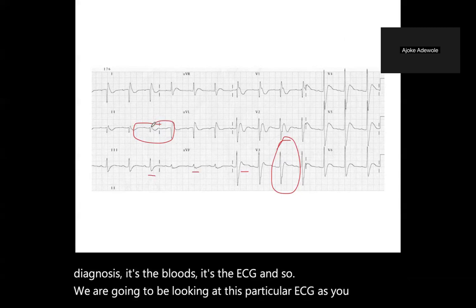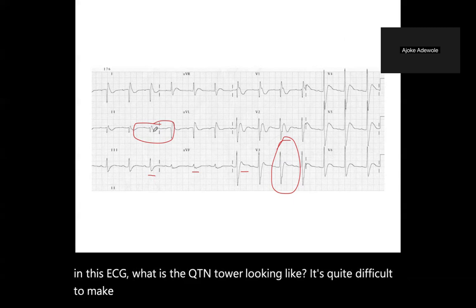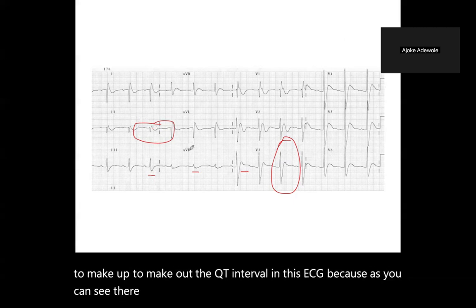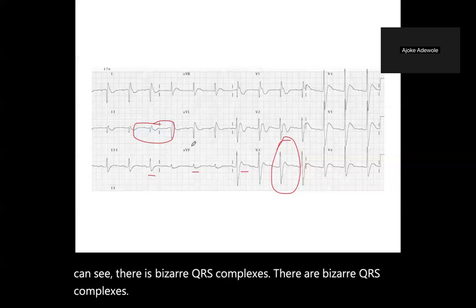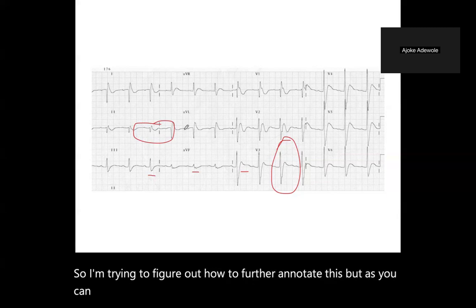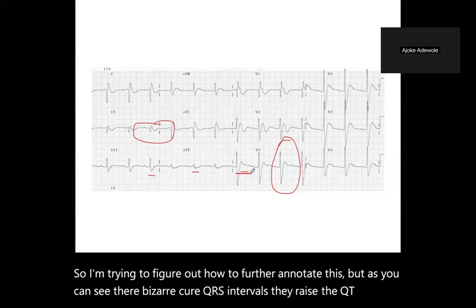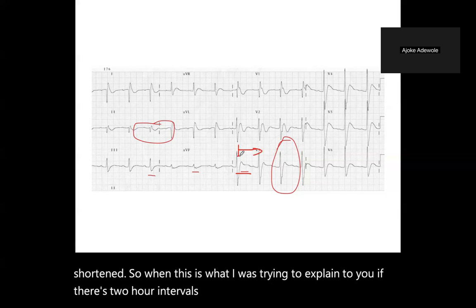As you can see in this ECG, what is the QT interval looking like? It's quite difficult to make out the QT interval in this ECG because, as you can see, there are bizarre QRS complexes. I'm trying to figure out how to further annotate this. But as you can see, there are bizarre QRS intervals. There is the QT, which is shortened. So this is what I was trying to explain to you, if there's 2 hour intervals here, and this is the QT is really quite short.